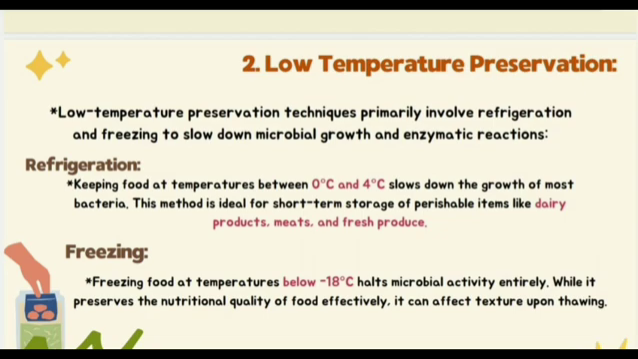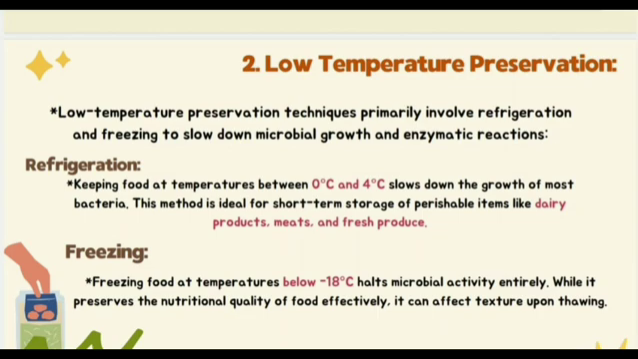Now about low temperature preservation. Low temperature preservation techniques primarily involve refrigeration and freezing to slow down microbial growth and enzymatic reactions. Refrigeration. Keeping food at temperatures between 0 degrees Celsius and 4 degrees Celsius slows down the growth of most bacteria. This method is ideal for short-term storage of perishable items like dairy products, meats, and fresh produce.